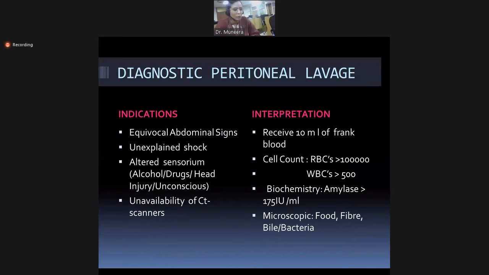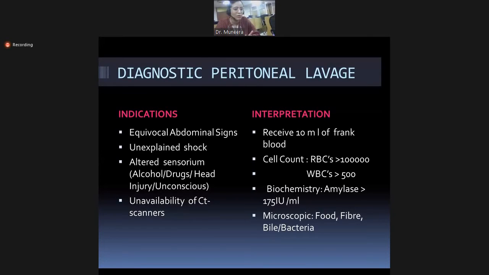So these are some indications of diagnostic peritoneal lavage. Number one is equivocal abdominal signs, that means your abdominal signs do not correlate with your investigations. Unexplained shock, altered sensorium, where the patient might be under the influence of alcohol, drugs, head injury, or is unconscious. That's why he cannot give a good history to you, and maybe he's not responding in the way which you want.